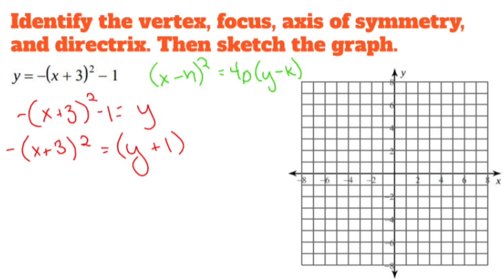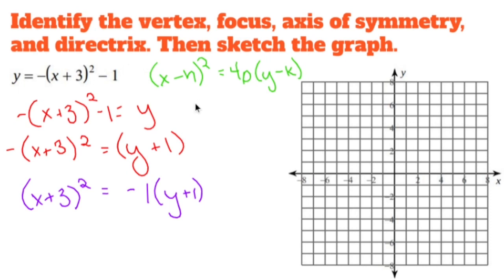And let's multiply both sides by a negative. So what we have is x plus 3 squared equals negative, and I'll put negative 1 even though I don't need to. I'm multiplying everything by a negative. There you have it. Now I can compare that to that. It's important to know that I have to find what? The vertex, the focus, the axis of symmetry, and the directrix.